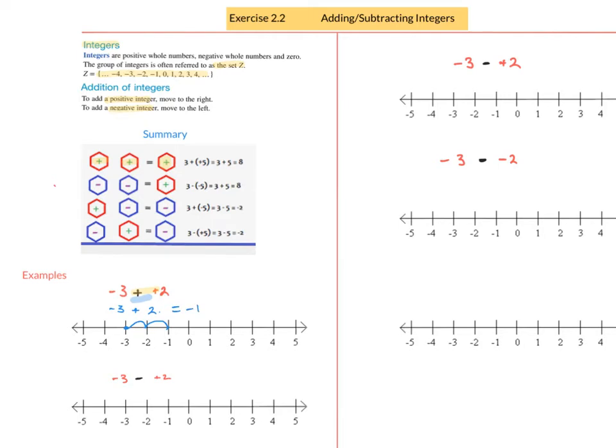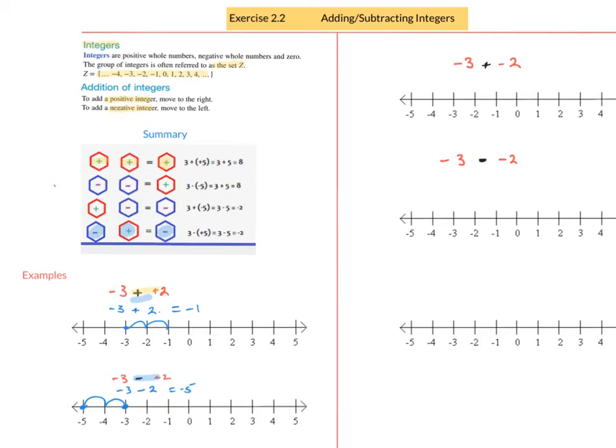If we have a negative and a positive, like we have here, a negative number and a positive number, the overall result is a negative. So in other words, we could rewrite this sum as -3 minus 2. Because we have a negative and a positive, it's the same as subtracting. And -3, if we subtract 2, we move to the left, and obviously we get -5.